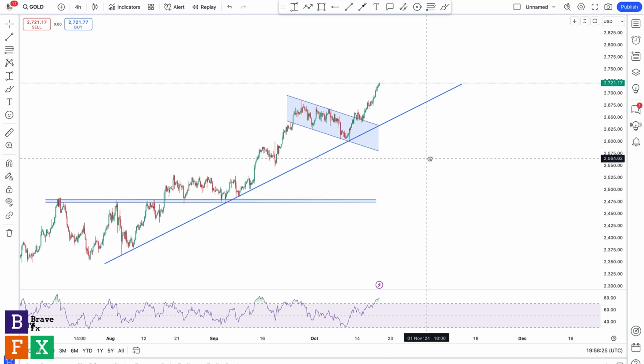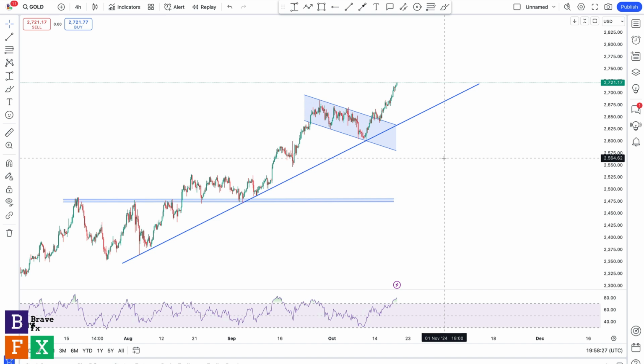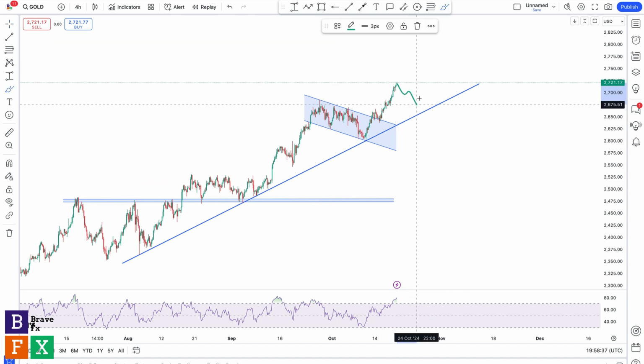So at the moment, I don't see any opportunities on gold right now, right? So I wouldn't be jumping into a buy trade just because the trend is bullish. So what I expect is some sort of pullback, right? Maybe probably coming back to this trend line where I'll look for an opportunity to either go long or go short. Yes, I said go short.